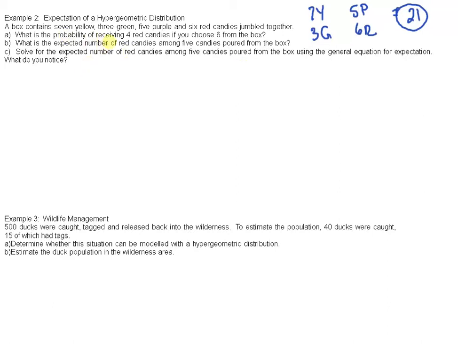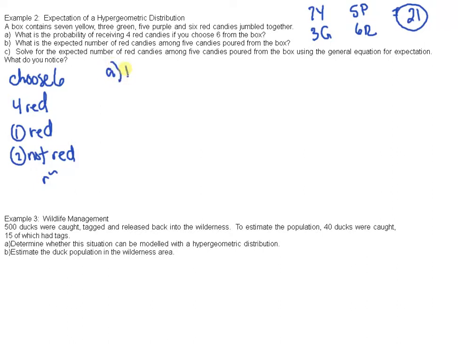So what is the probability of receiving 4 red candies if you choose 6 from the box? So we're choosing 6, and we want 4 red. Okay, so we're going to have 2 groups. One group is going to be red, and then the second group is going to be not red. So basically red complement. If you want to recall that, that'd be fantastic.